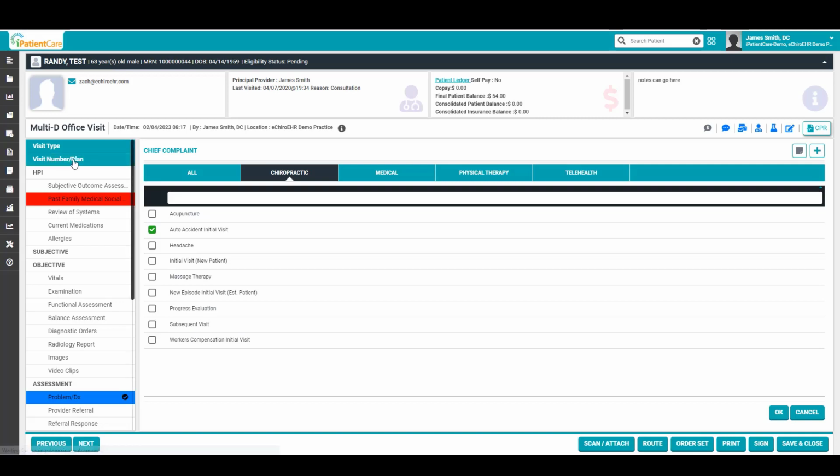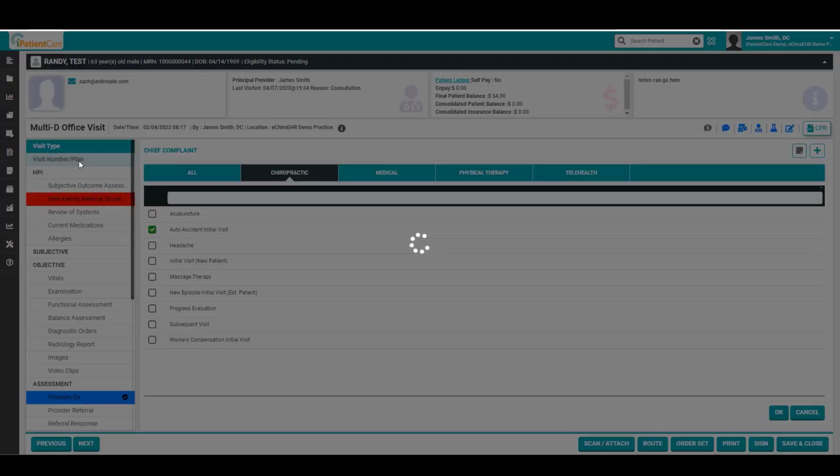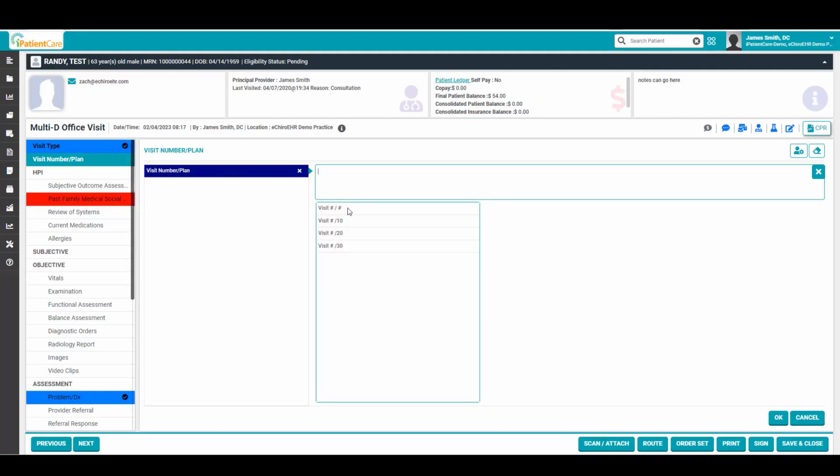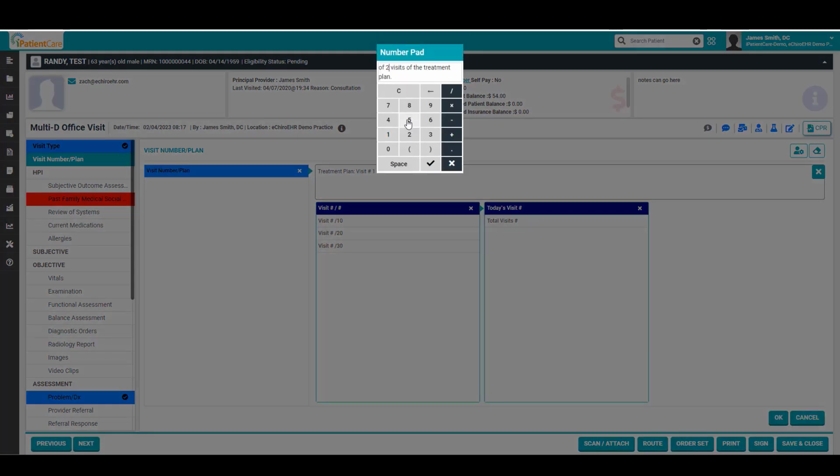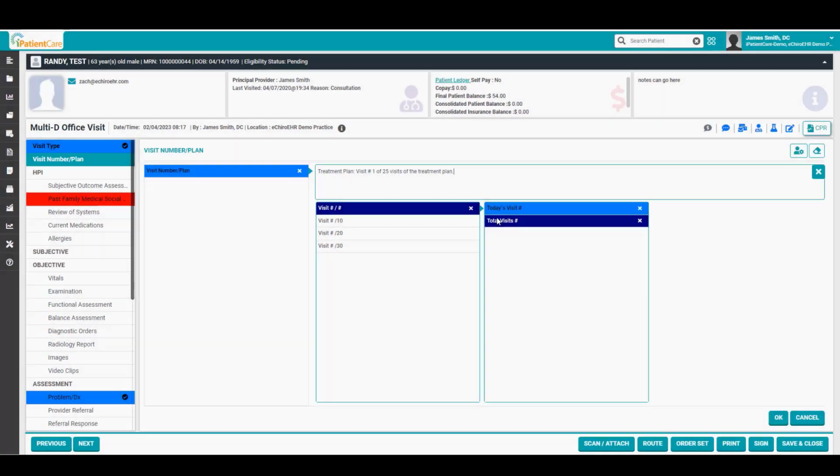Next, we'll go back to the sections again, and we'll move from top down and, of course, left to right. Visit number per plan is our next section. And so visit number per plan, this is an important feature when it comes to identifying what treatment visits you are within a specific plan, depending upon the number of visits. So chiropractic providers, physical therapy providers can document exactly where they're at within a treatment plan. This, by the way, is a Medicare requirement.